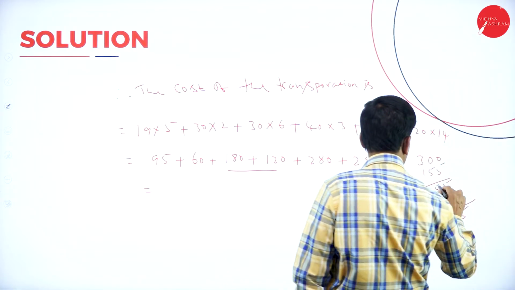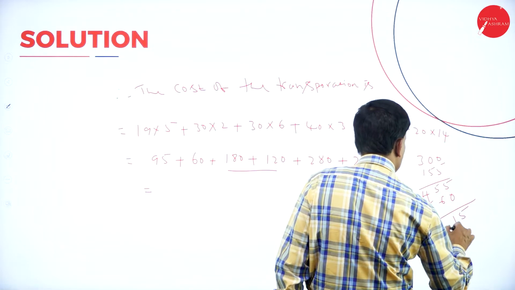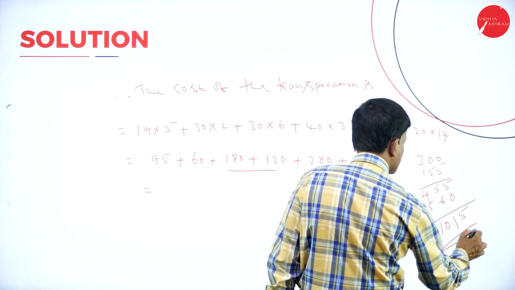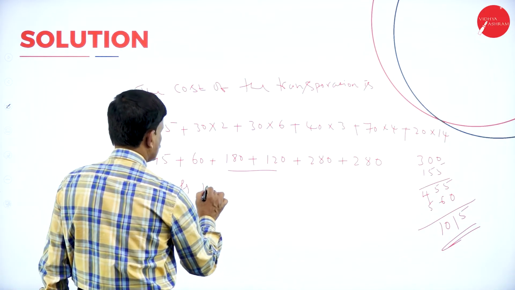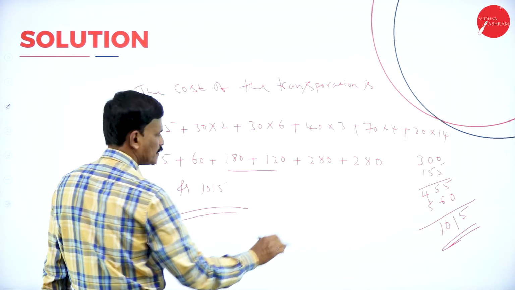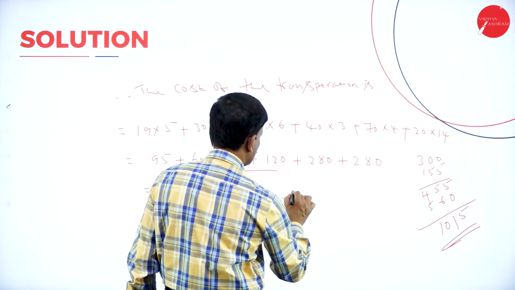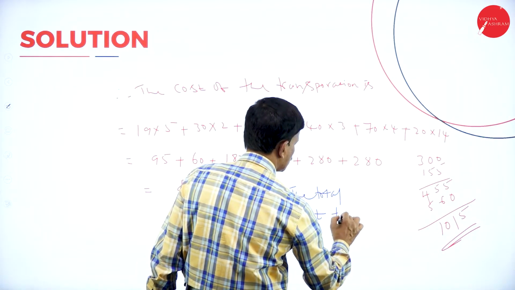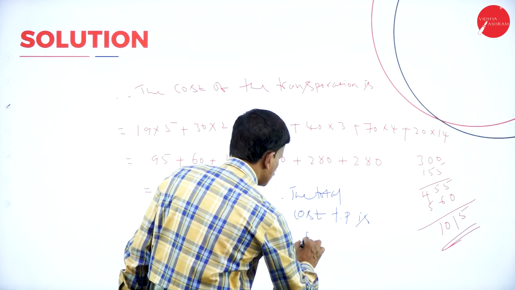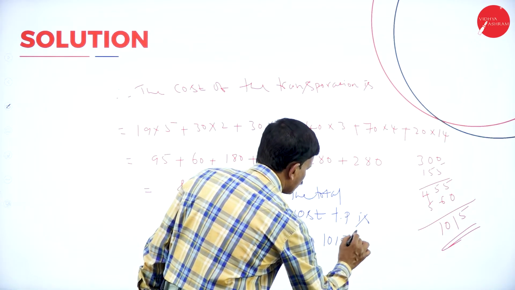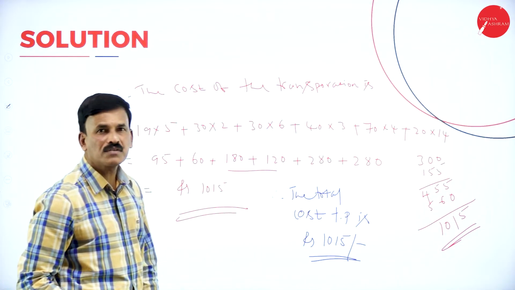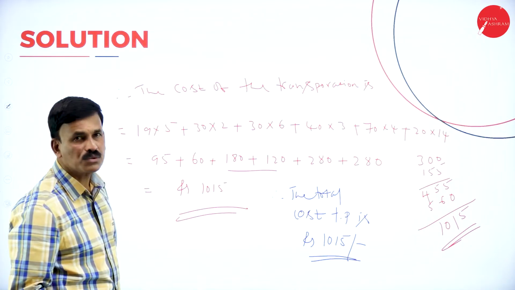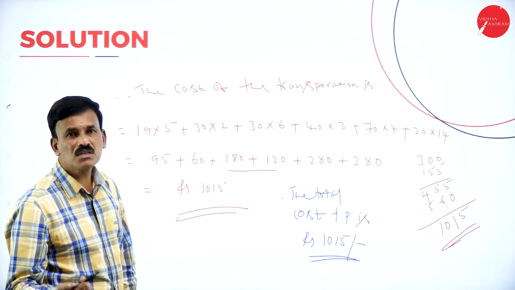If I add this, 5 plus 5, 10 plus 1 is 11, and again 5 plus 4, 9 plus 1 is 10, 1015. So, this is 1015. So, therefore, the total cost of transportation is rupees 1015. That's it. So, the total cost of the transportation is 1015 rupees. Hope you followed. If you solve this much, you will get 8 marks.